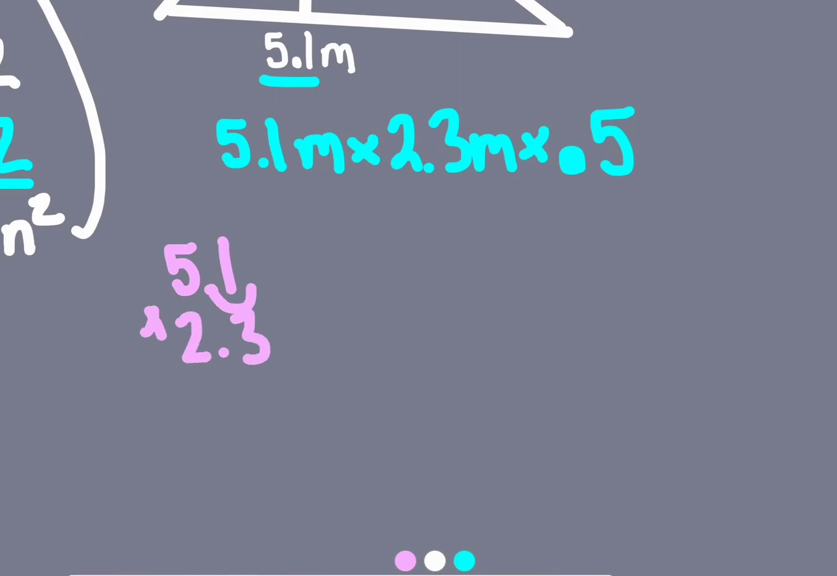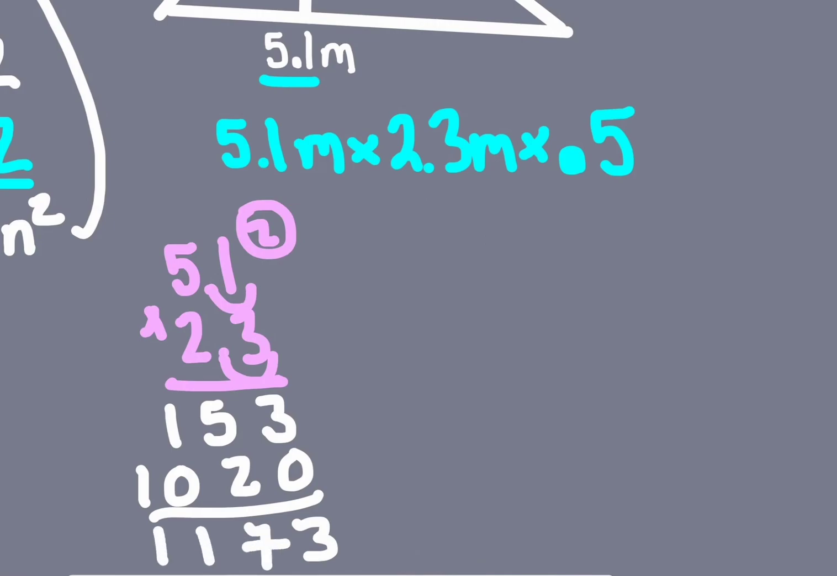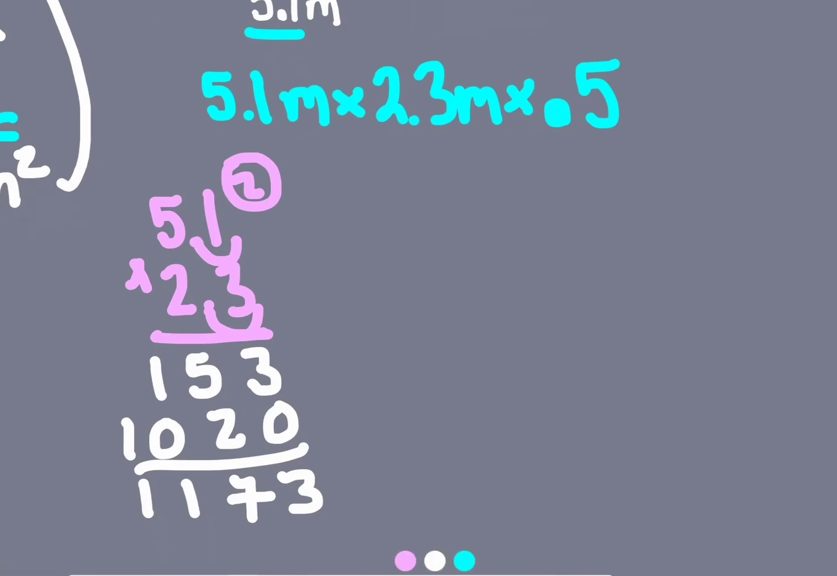First thing I'm going to do is jump the decimals out of the way and count my jumps. It took 2. 3 times 1 is 3. 3 times 5 is 15. Skip a line, put a 0. 2 times 1 is 2. 2 times 5 is 10. I add up my numbers. 3, 7, 1, 1. And I need to jump my decimal back 2 times. So 11.73 is what I have.